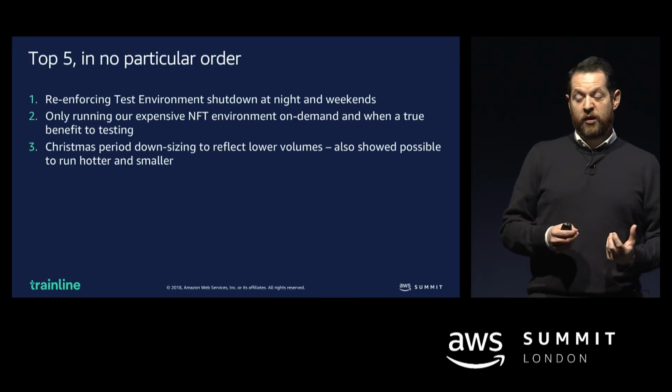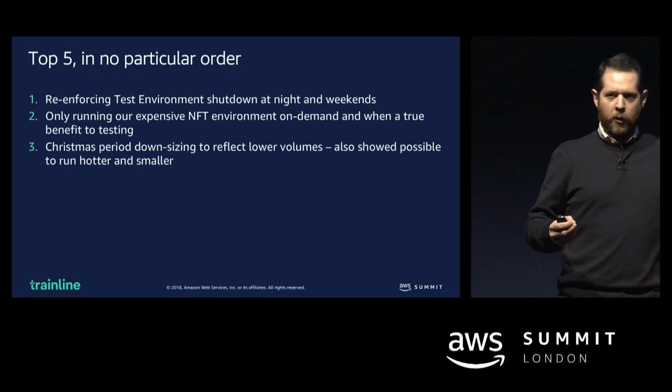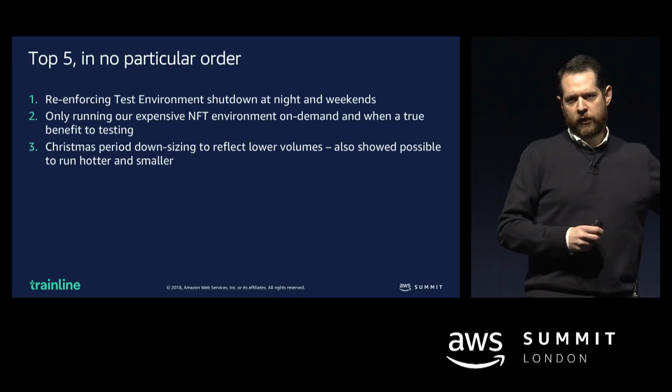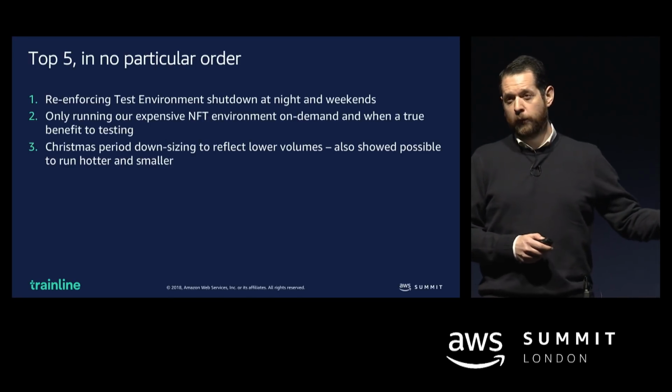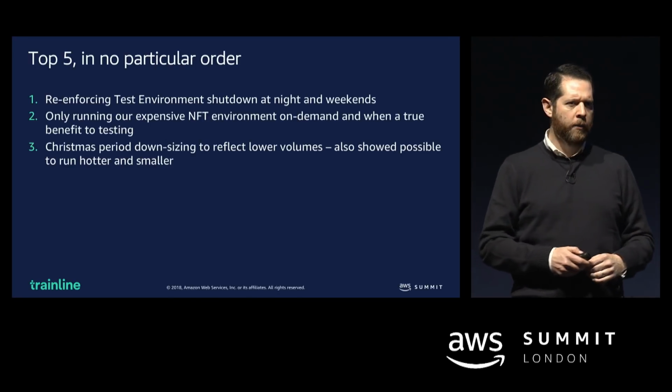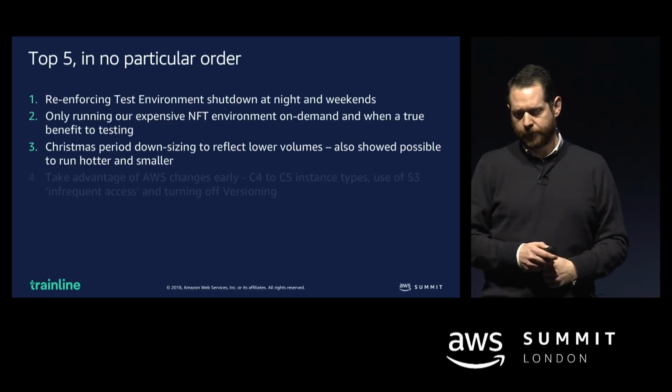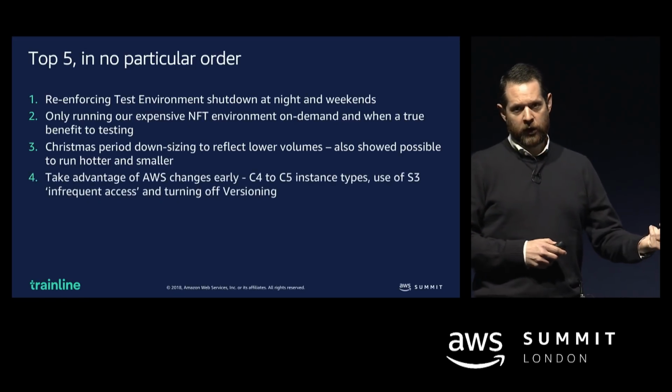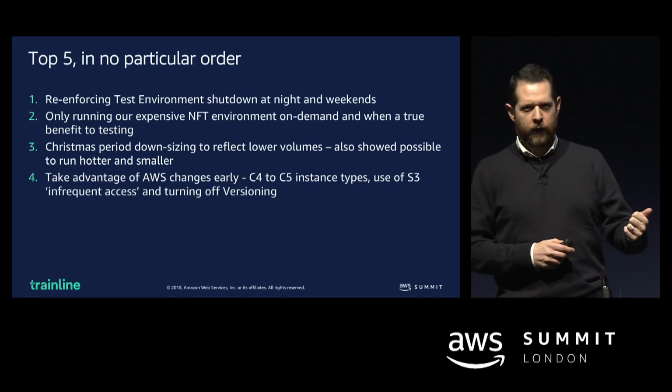And the great thing about that was actually when we came back from Christmas, we didn't go back up to where we were. We didn't add all those instance types back in, because it proved to people that actually you can run hotter without impacting anything. So this was really great. Again, taking advantage early. Big ones here, C4 to C5 instance types.